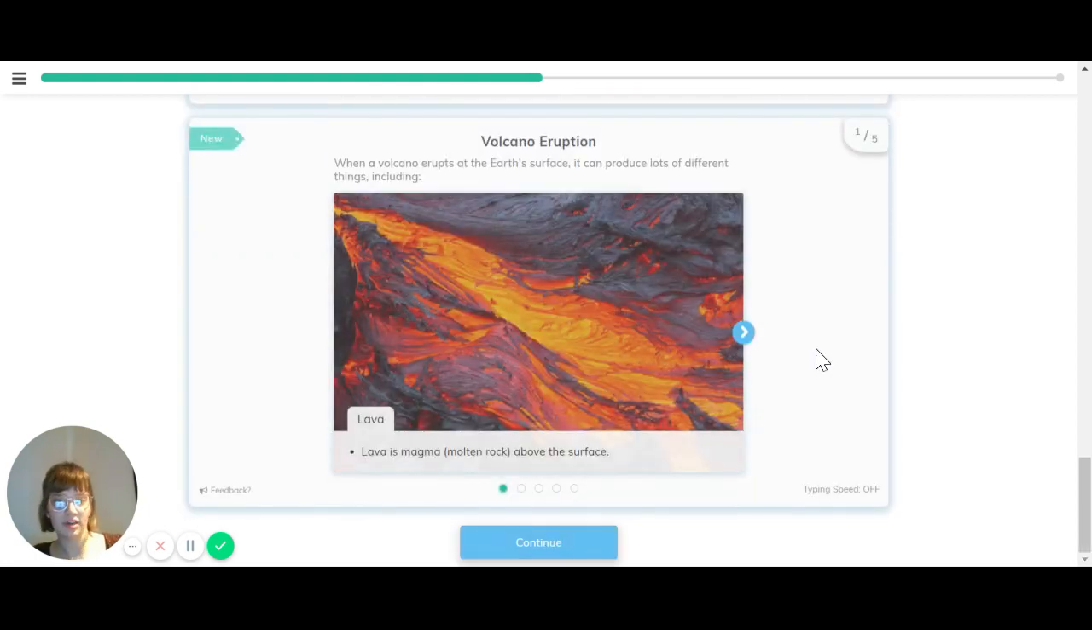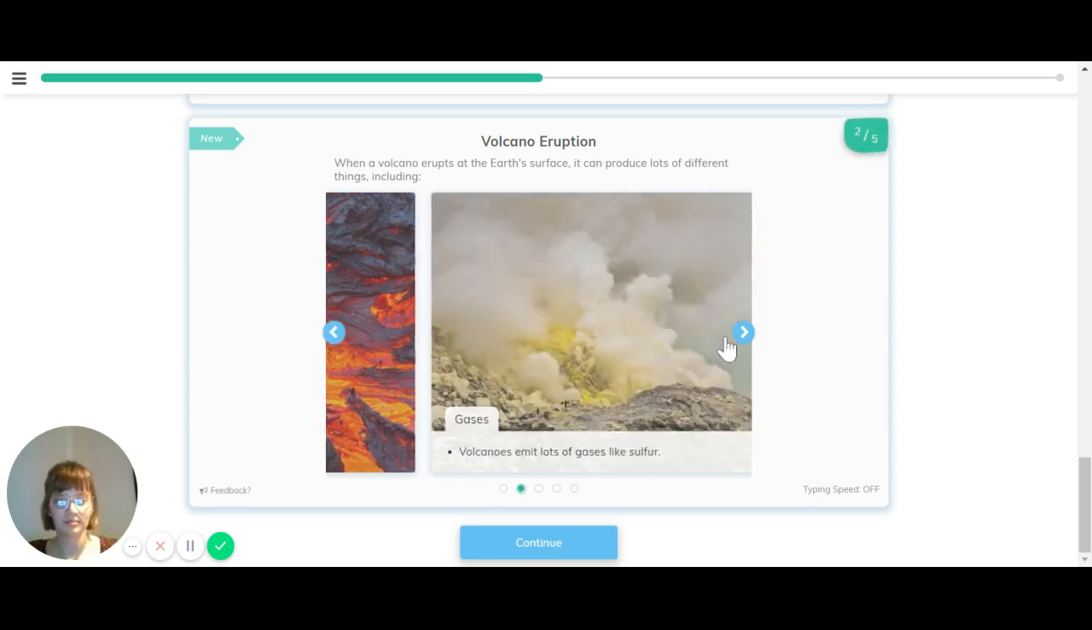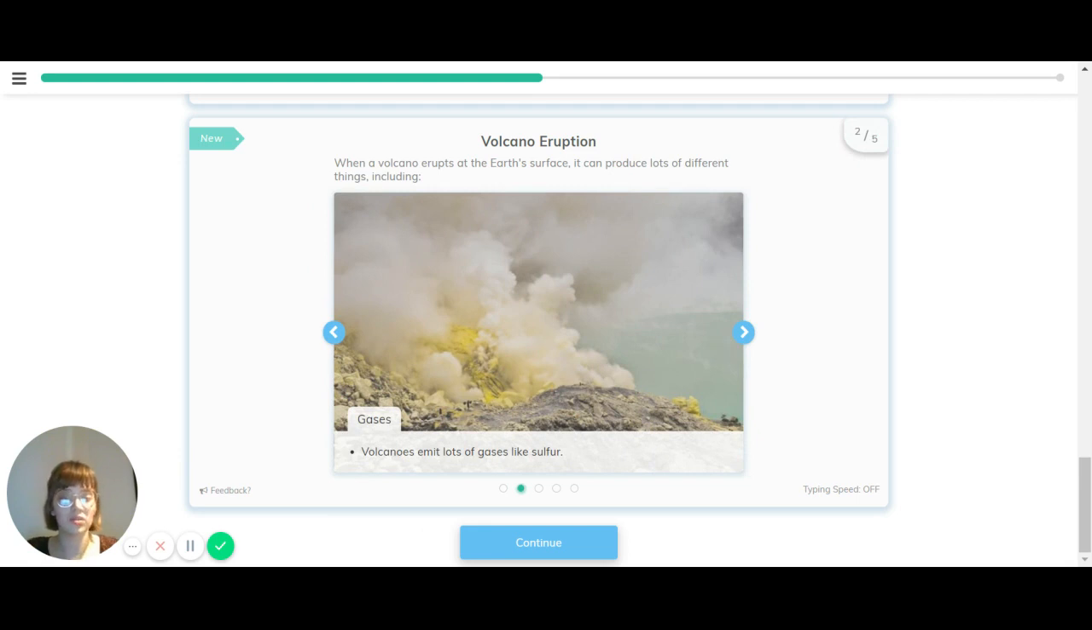What actually happens when a volcano erupts? So it can produce lots of different things, including lava. As I was saying before, lava is magma, but it's above the surface. You've always got to call it magma when it's below the surface, which is just molten rock. And when this molten rock is above the surface, it's then called lava. The volcanoes also emit a lot of gases, and one example of this is sulfur.